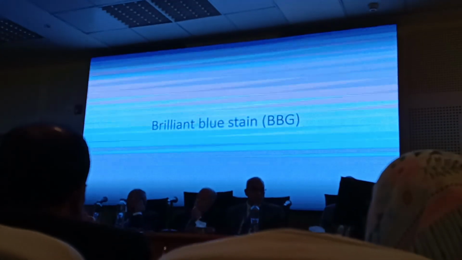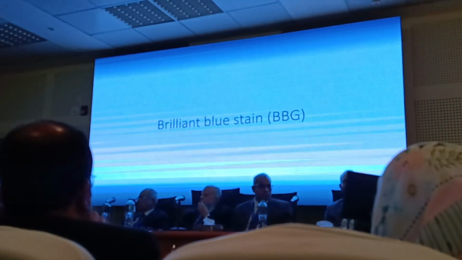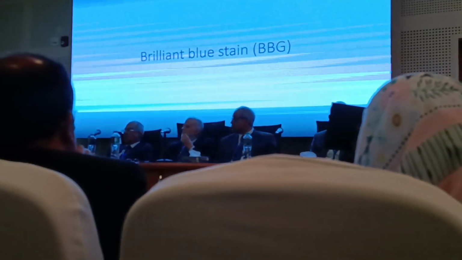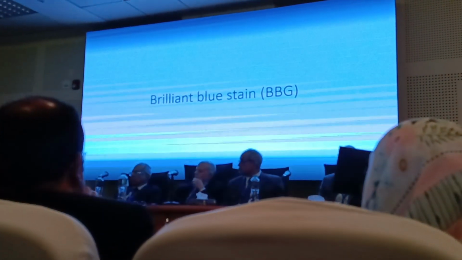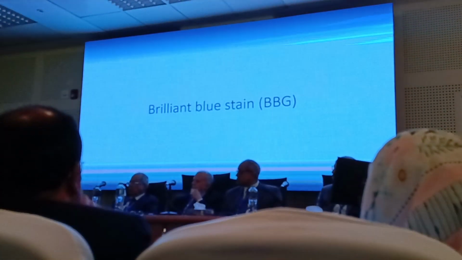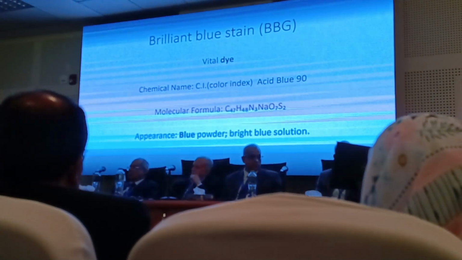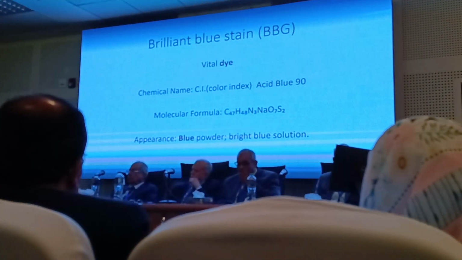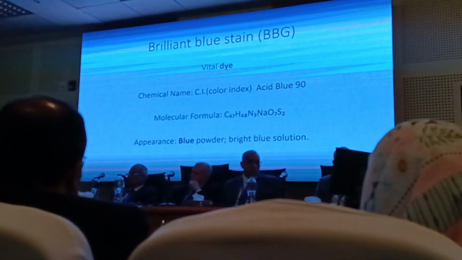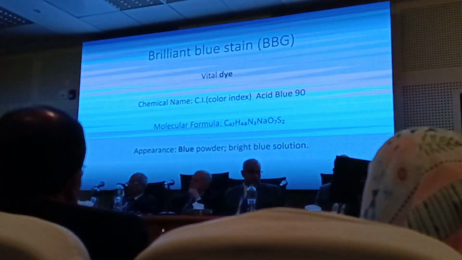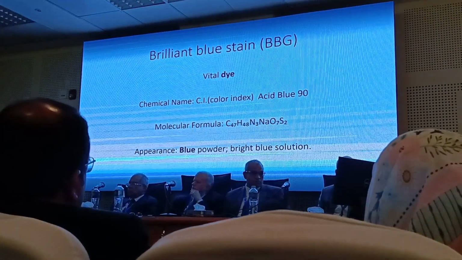The second stain is the BBG, or the brilliant blue stain. Actually, it's written BBG, but it's here brilliant blue stain. G stands for G250, and it's like a strain from the brilliant family. The brilliant blue stain is actually a dye. It's called acid blue 90, that's its molecular formula, and its appearance is a bright blue solution actually.